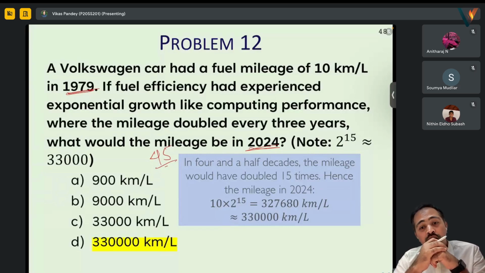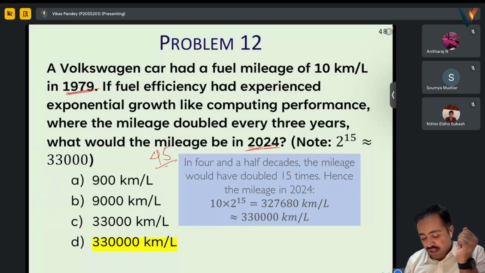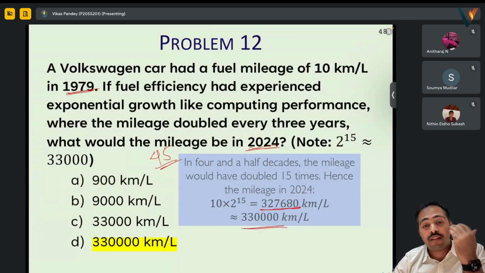Okay, that gives us around 327680. So that is roughly around 3 lakh 30,000 kilometer per liter. So you can appreciate this. These both the numbers are very unrealistic, right?